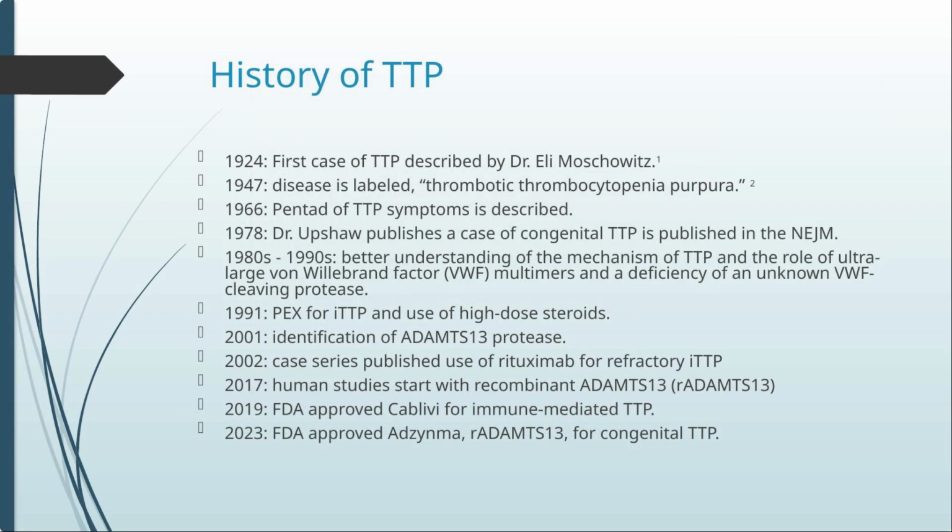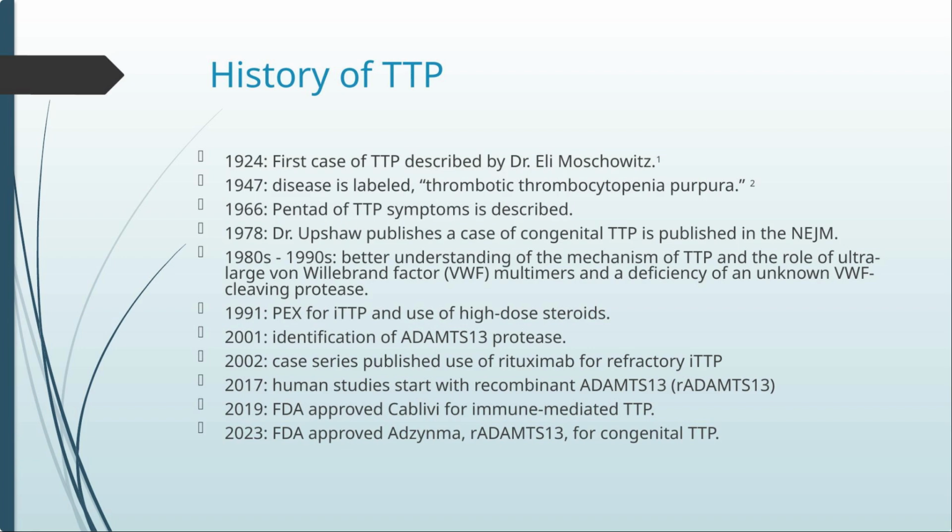So this really overviews the history of TTP from Moskowitz's original case to where we are now. So in 1947, the disease actually gets the name TTP. And this occurs when other researchers publish other cases and they look into them and they really see that it's a distinct entity from the more common iTTP, which I'm sure you all have heard of as well, or maybe even were misdiagnosed with it initially.